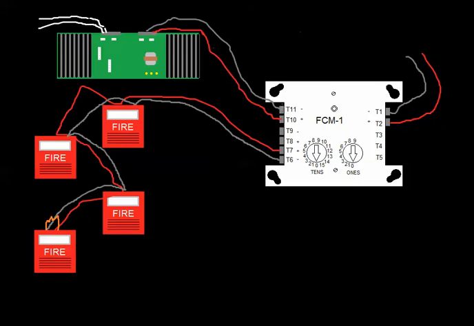So if this were a speaker strobe, you're going to need two control modules. One of them for the speaker that has the amplifier input, and the other one for a strobe, and then that circuit would go to the strobe. And on the back of this, there'd be two terminals. There'd be a strobe terminal and a speaker terminal.